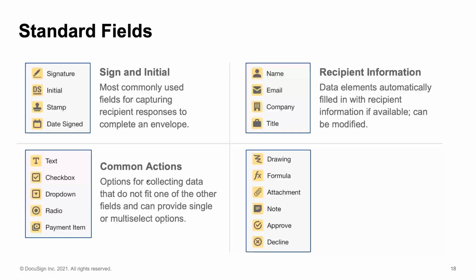There are some action fields. So we have the text field, which is a really popular field because it can be used in so many different use cases. It's just an empty text box, right?